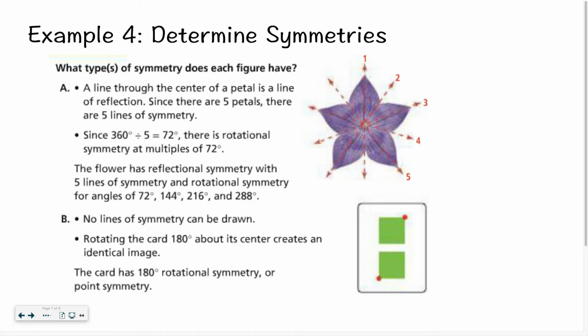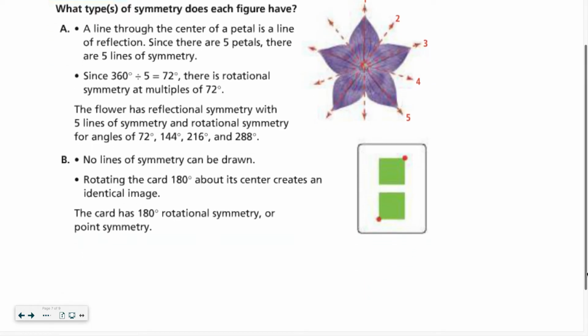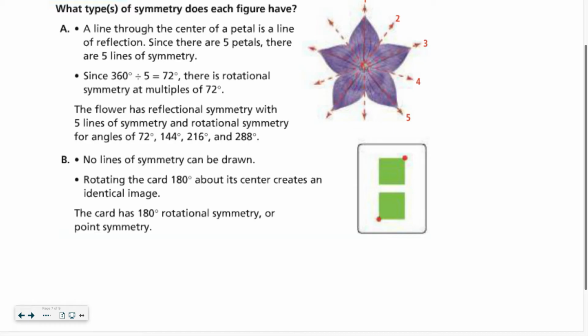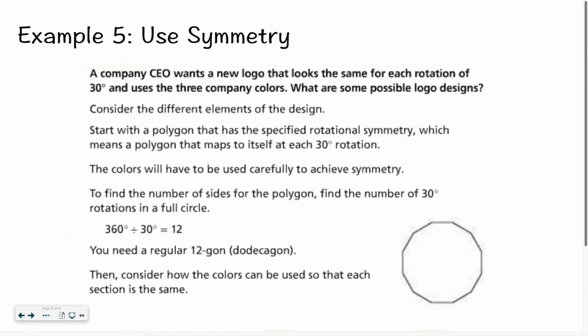Okay, and then letter B. If we look at this card, no lines of symmetry can be drawn. If these 2 dots did not exist, then we would have multiple lines of symmetry. But those 2 dots make it so we don't have any lines of symmetry. But if I were to rotate that card 180 degrees around the center, it would create an identical image. Therefore, the card has 180 degree rotational symmetry, or we call that point symmetry.